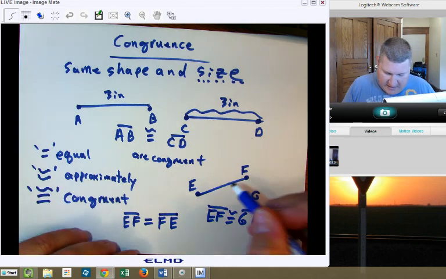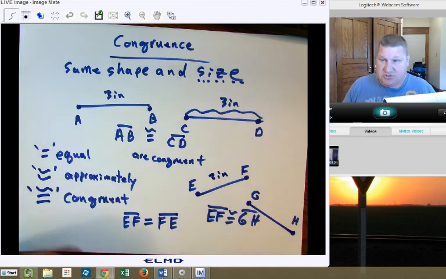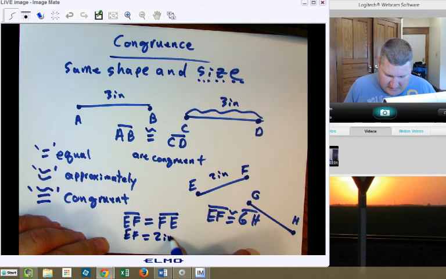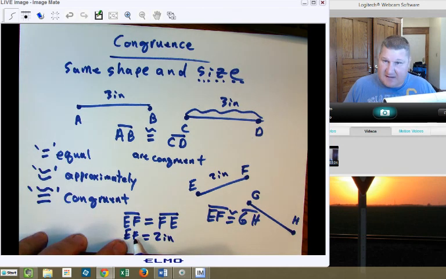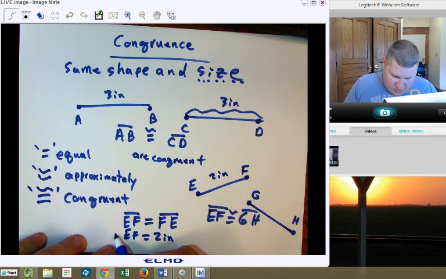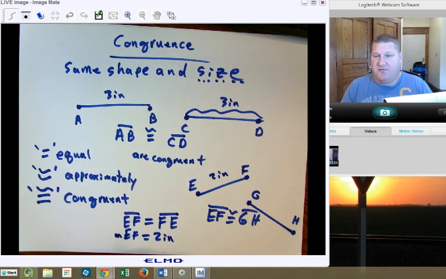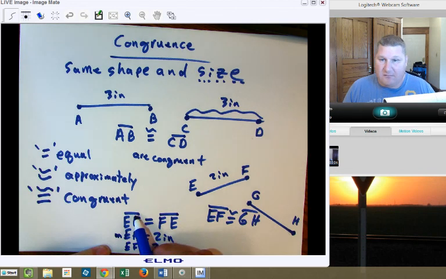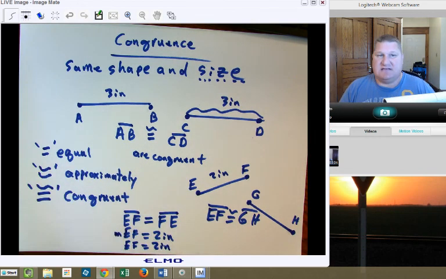Now, by the way, I said this is 2 inches. Is that correct? Well, EF is equal to 2 inches, but it's not EF the segment. That's a measurement. So we're going to put little m out front. The measurement of EF is 2 inches. Although some books are simply lazy and they say EF is 2 inches. And when you see it without the bar on top, it does indeed mean the measurement of EF.